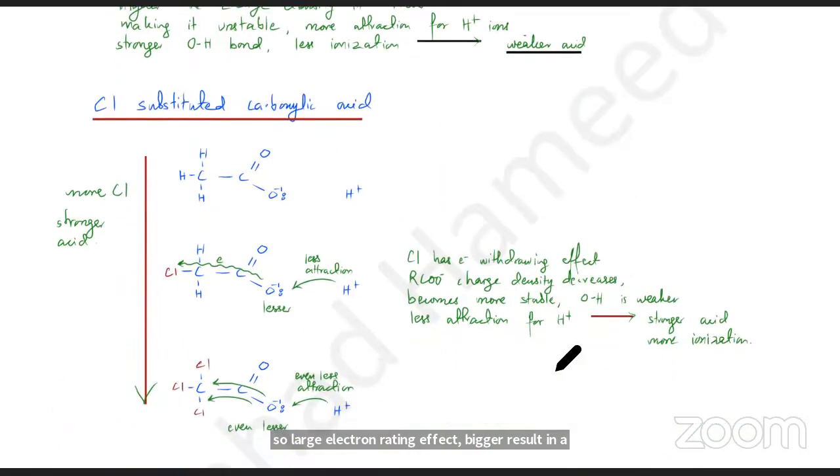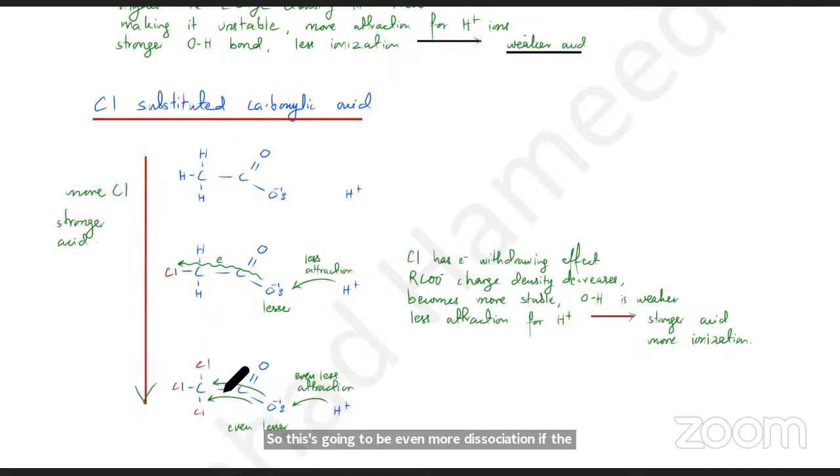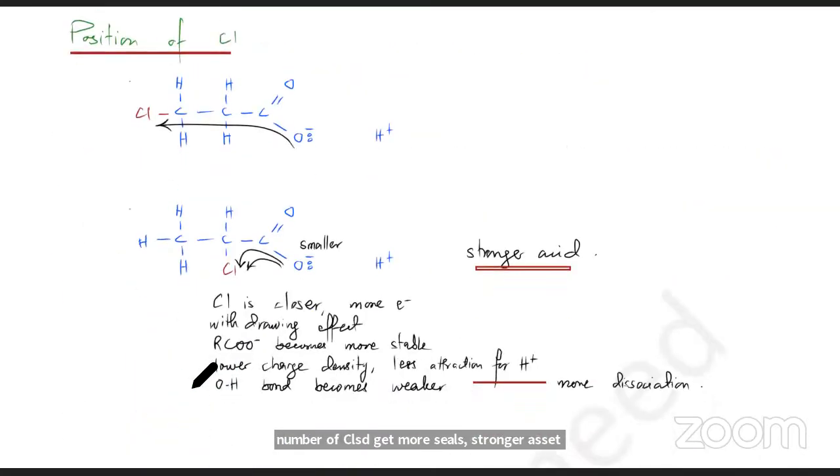Then you've got Cl substituted carboxylic acid. Cl always has an electron withdrawing effect. So if you put a Cl over here, the Cl electron withdrawing effect will make the carboxylate group less negative. Electrons are going to be withdrawn. And if it's lesser, it's going to ionize more. It's not going to be attracted to H+1. If there's more Cl, number of Cl ज़्यादा कर दो, if there's more Cl, the negative charge would be even lesser and the H+1 attraction would be even lesser. So there's going to be even more dissociation. Take the number of Cls, ठीक है? More Cls, stronger acid.